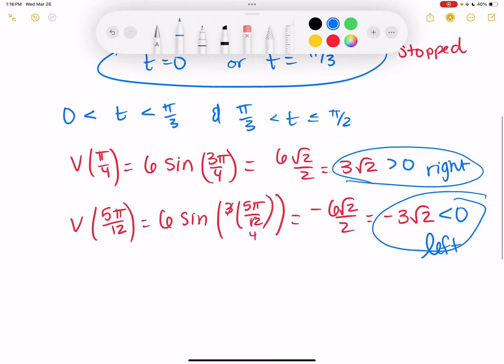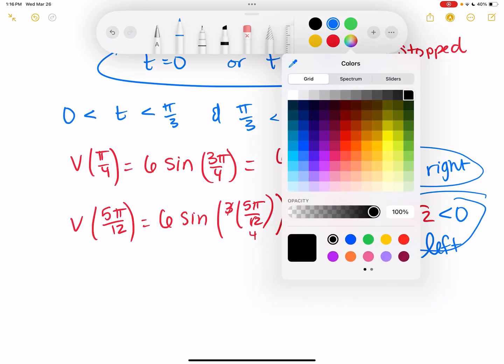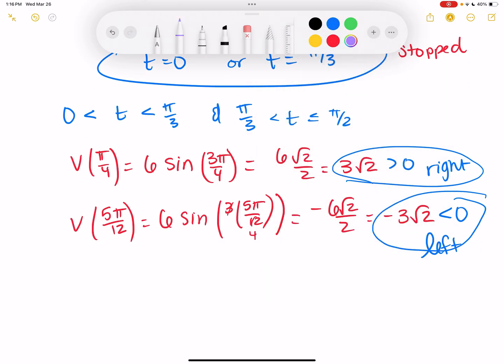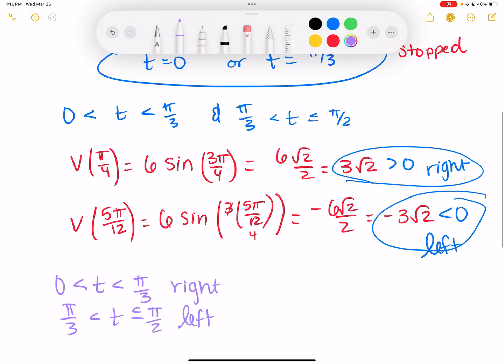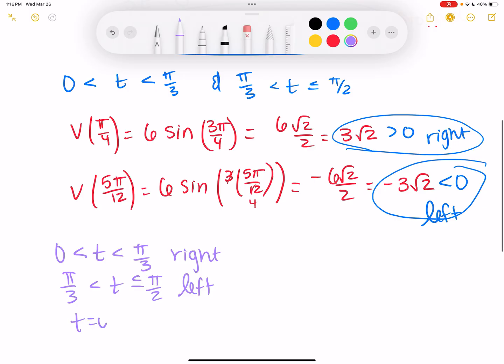Now to sum everything up, which we would ultimately want to do, I would say from 0 less than t less than pi over 3, it's going to the right. From pi over 3 less than t less than or equal to pi over 2, it's going to the left. And at t equals 0 and t equals pi over 3, it is stopped.